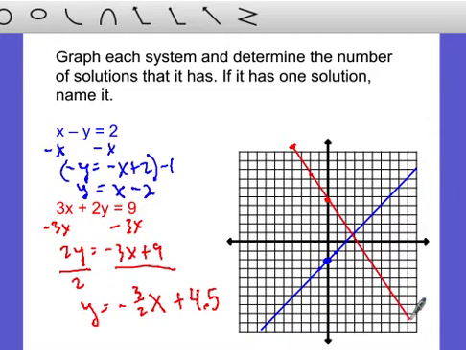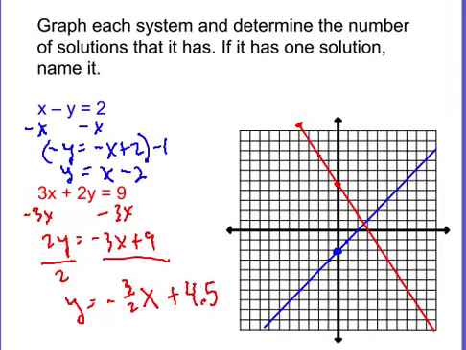Sometimes it's got one solution, but sometimes that solution is kind of hard to see. So if we go down 1, 2, 3, over 1, 2, I went right through it there. So this is a weird ordered pair right here, isn't it? So we just have to do the best we can.